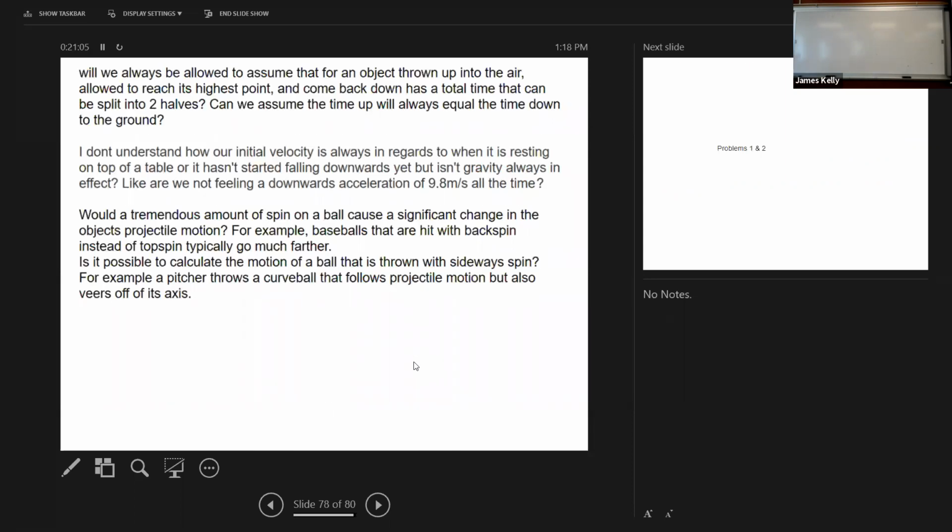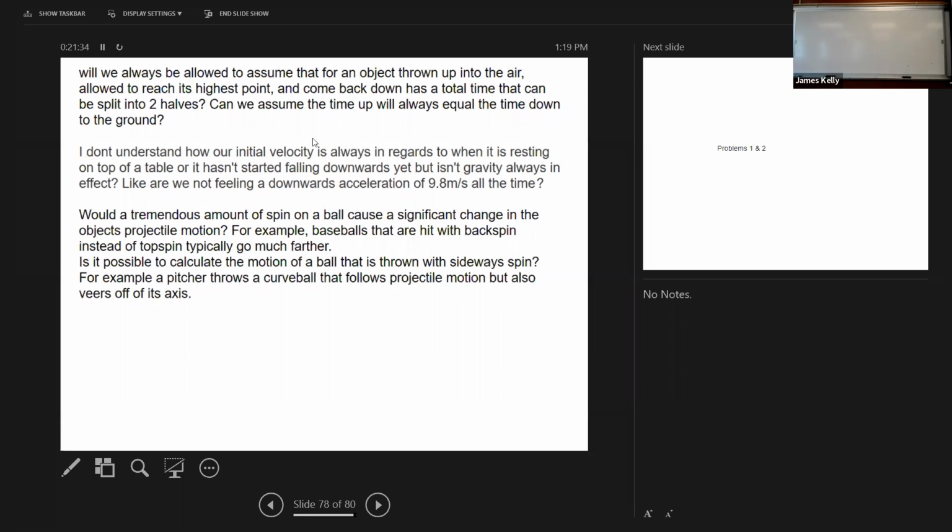These ones are starting to have to do with ballistic motion or projectile motion. Will we always be allowed to assume that for an object thrown up into the air, allowed to reach its highest point and come back down, has a total time that can be split into 2 halves? Can we assume the time up will always equal the time down to the ground? And the answer is yes. We should justify it once. It seems reasonable that it would be that way.